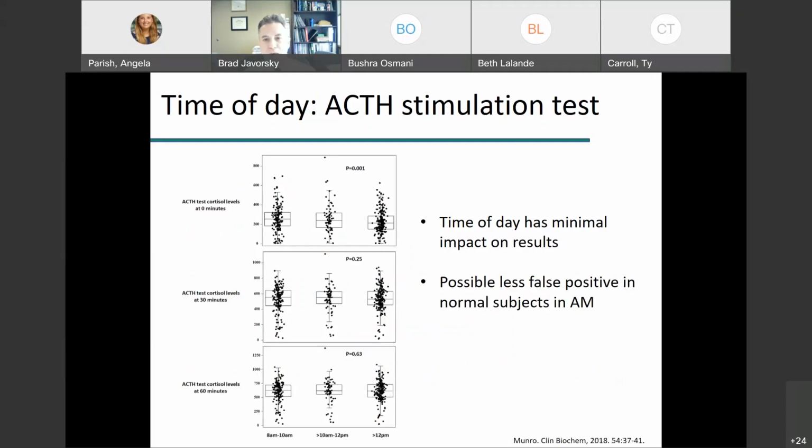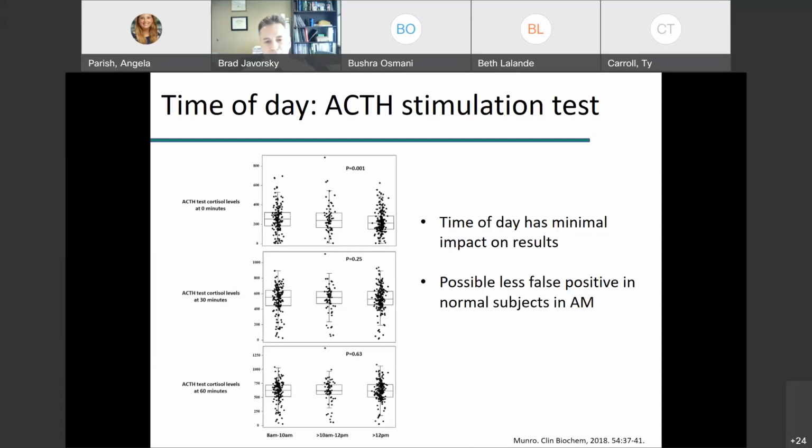The first one, the time of day, the good news is that there's very minimal impact on the time of day. So you should be able to do this test at just about any time of day. In this particular study, they segregated the patients into those who had it between 8 and 10 a.m., those who had it between 10 a.m. and noon, and then those who had it after noon. And there really was not much of a statistical difference in the results.